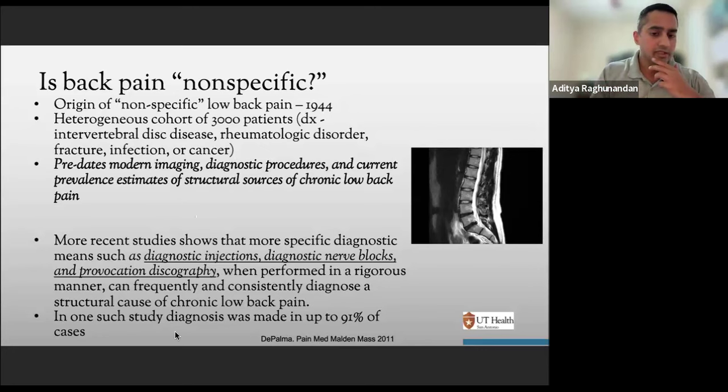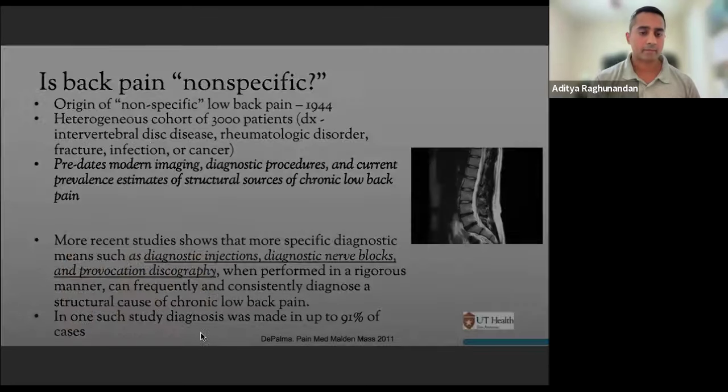There are a couple of studies. I'm going to quote one specific one, but there are definitely studies since then that have shown that the term non-specific is actually not as helpful. And most pathologies that cause chronic back pain actually do have a diagnosis for them.